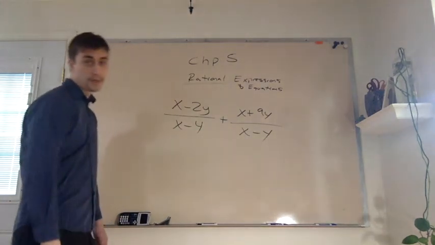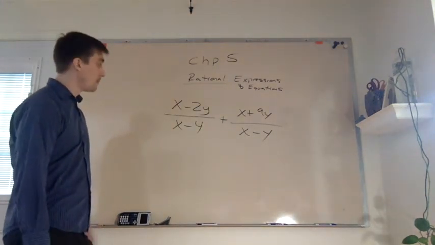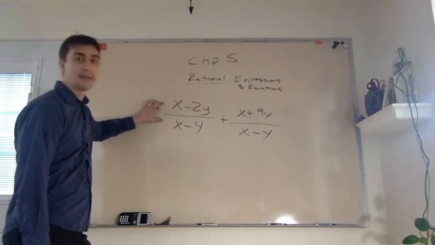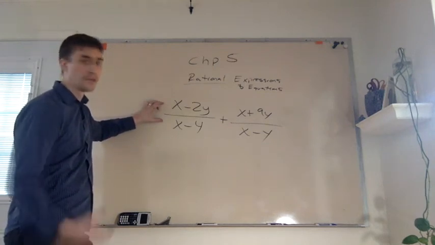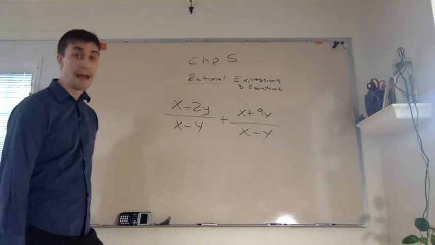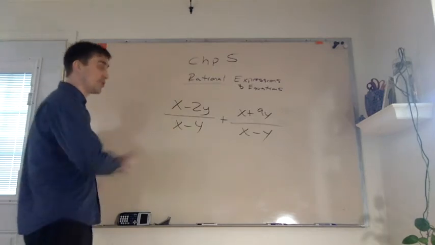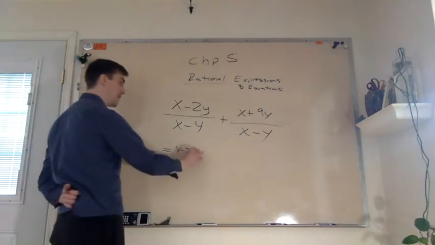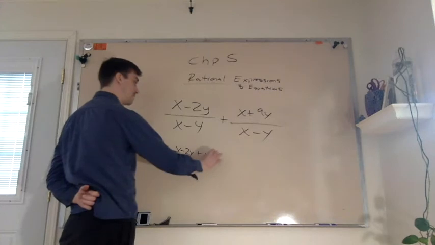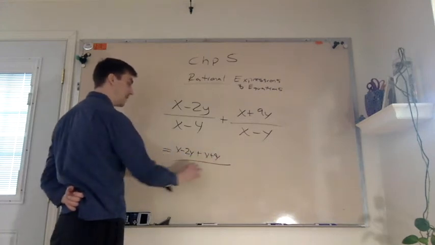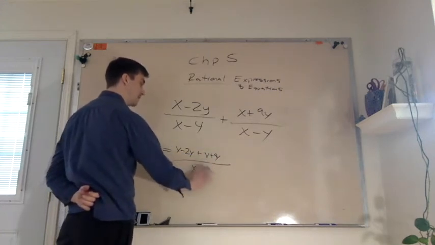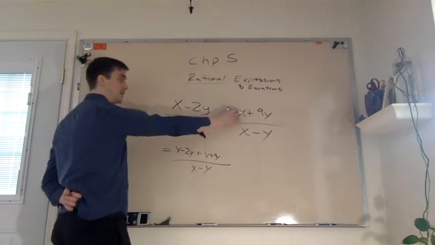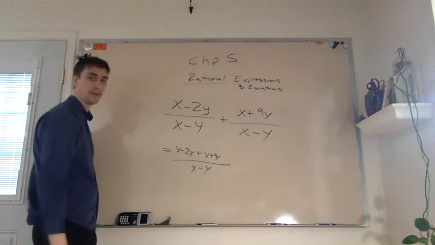Okay, back at it. So yeah, this one already has common denominators, so there's nothing for you to do. You can just get to adding. So you just do the operation on the top, right? So this just becomes x minus 2y plus x plus 9y all over x minus y. It's this plus this over the common denominator, which is x minus y.